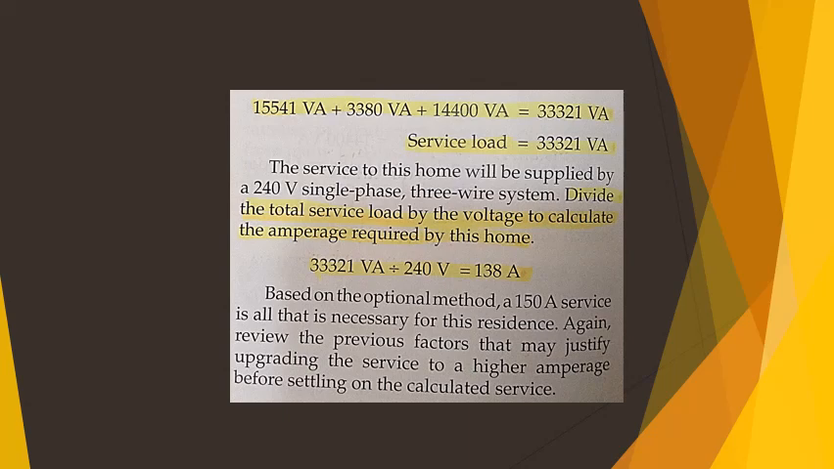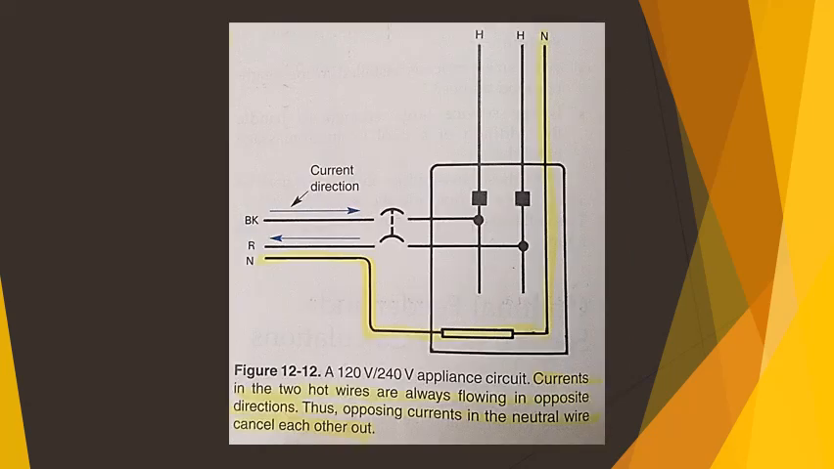The air conditioner in the example qualifies for the first calculation in the above list, which is, in this case, 100% of the nameplate rating of the air conditioner. So add the air conditioning load, the general load, and the garage feeder load to determine the service load. In this case, we get 15,541 VA plus 3,380 VA plus 14,400 VA, which gives us the total of 33,321 VA. So that is the service load.